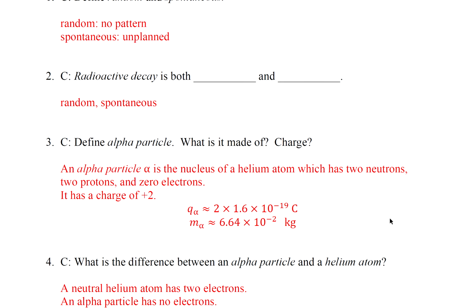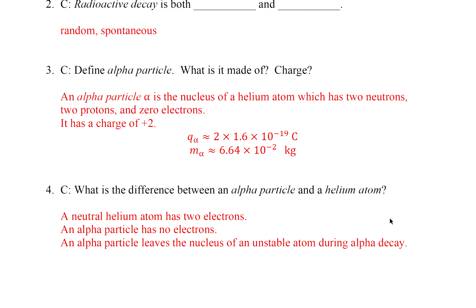Question number 3. Define alpha particle. What is it made of and what is its charge? An alpha particle is the nucleus of a helium atom, which has 2 neutrons, 2 protons, and 0 electrons. It has a charge of +2.